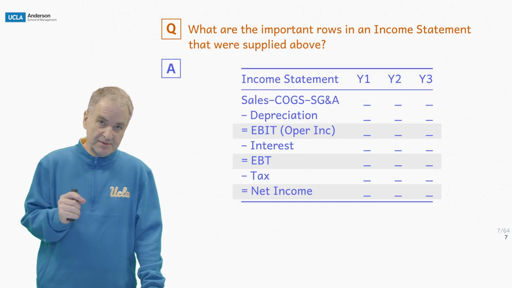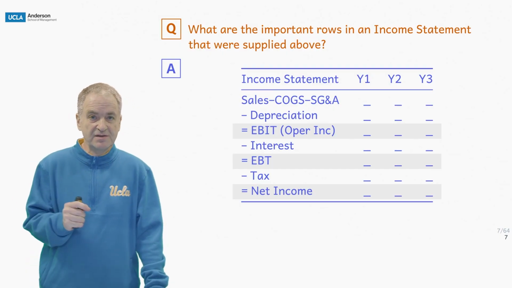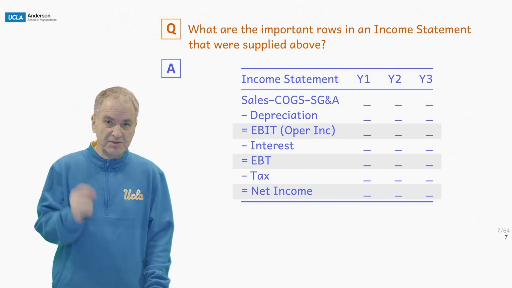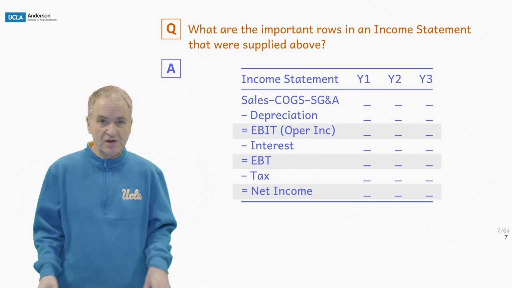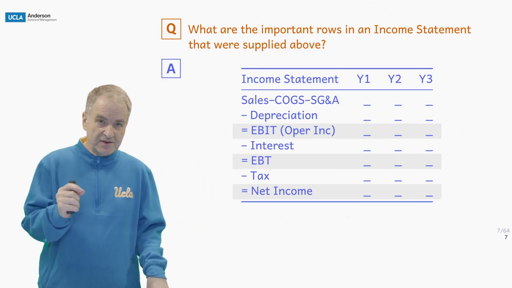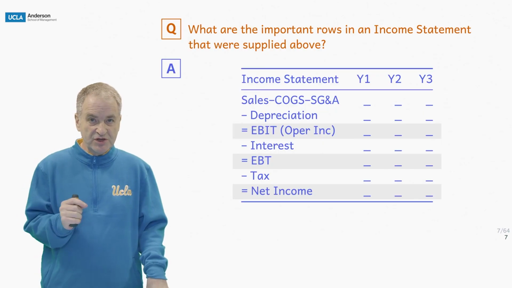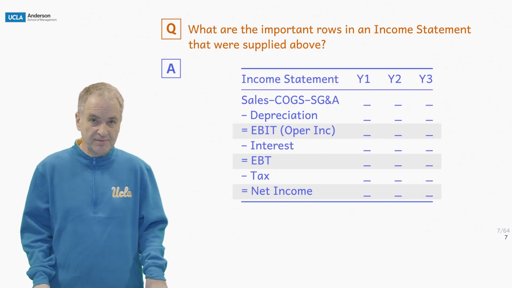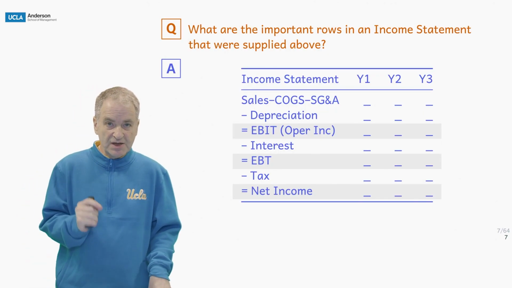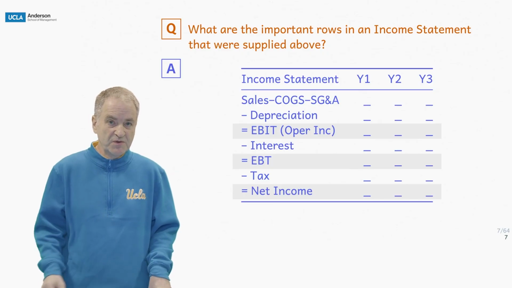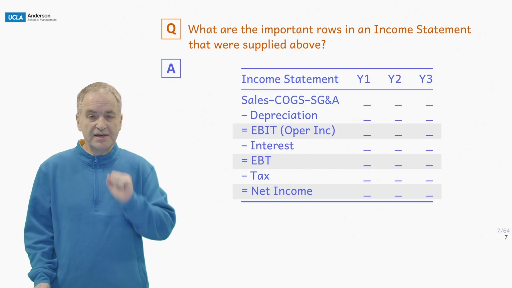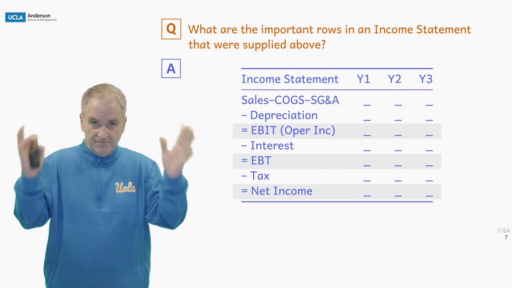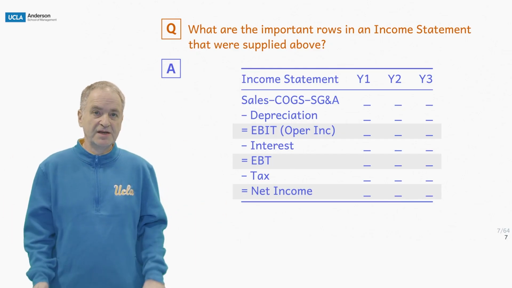So a typical income statement starts with sales, cost of goods sold, selling, general, and administrative expenses. And we've lumped that all into one number, so it's just our overall number. After that, we want to subtract out depreciation. That gives us operating income. Then we want to subtract out interest. That gives us earnings before taxes. Then we want to subtract out taxes, and that will give us net income. So that is the basic framework of an income statement.